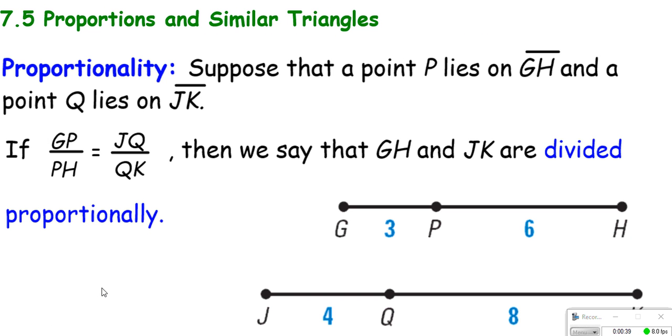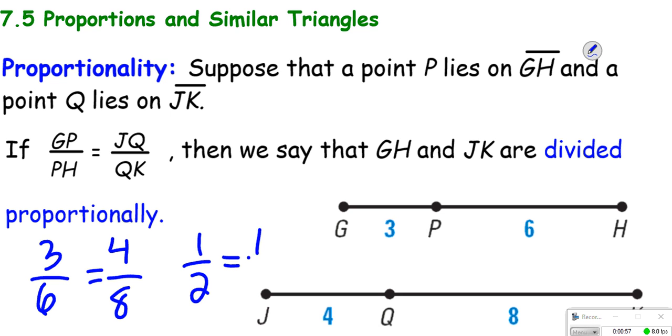So what that means is, GP is 3, PH is 6, and let's check if they're equal. JQ is 4, and QK is 8. So if we reduce both of those ratios, we get 1/2 equals 1/2. Therefore, we can say that GH and JK are divided proportionally because these are equal.